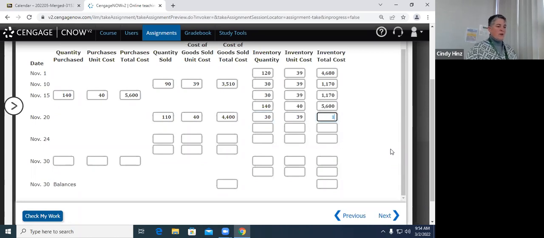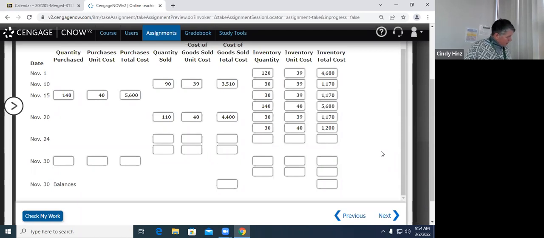So we still have those $39 ones. We sold 110 of the $40 ones, and so we have 30 of those left. We had 140 at $40. We sold 110. We have 30 left. Everybody good so far? Okay.